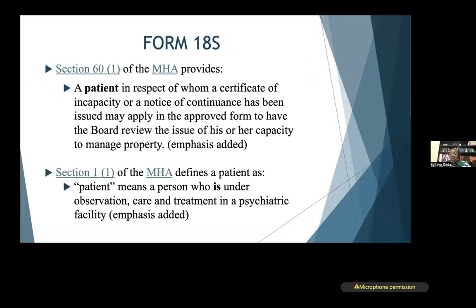Now, Section 61 provides that a patient in respect of whom a certificate of incapacity or notice of continuance has been issued may apply in the approved form to have the board review the issue of his or her capacity to manage property. Now, the emphasis being on patient, because this has actually been an issue that has been raised at the Superior Court in a number of cases. One of them I've put in the material for review. Section 1, subsection 1 of the Mental Health Act defines a patient as a person who is under observation, care, and treatment in a psychiatric facility. And I'll come back to this when we get to the case of Gelber.